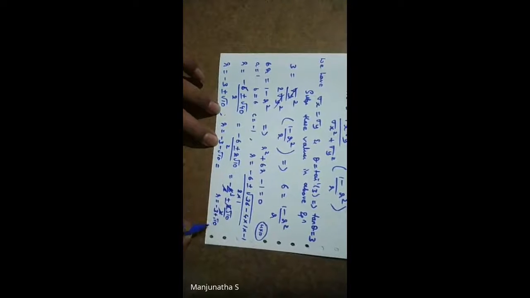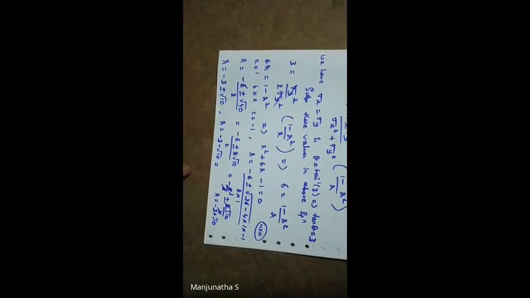Do it fast. Minus 3 minus root 10 is minus 6.1622. And the other value, minus 3 plus root 10, is 0.1622. So now, in these two values, which one is correct? We need to find out.